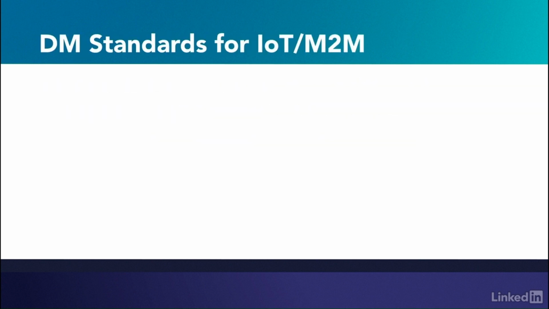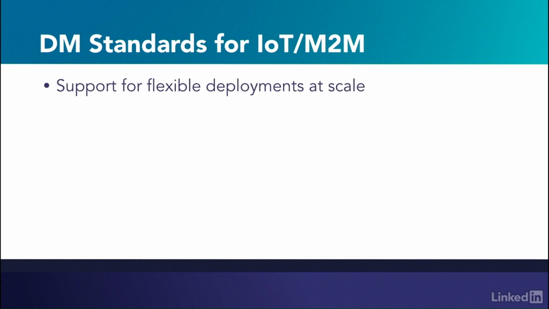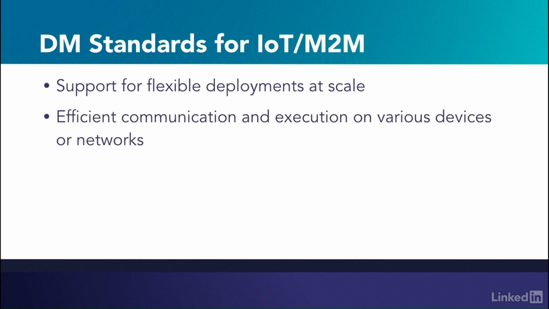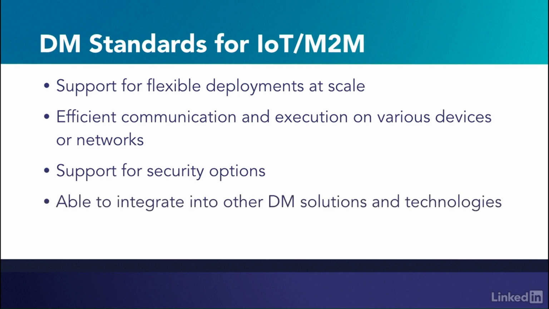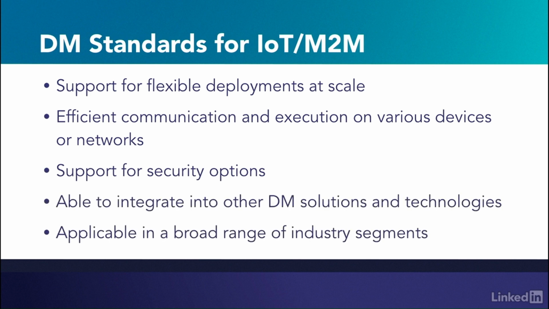A DM standard defines the standard ways and technologies for DM purposes. There are some existing DM standards for mobile devices, network devices, and IoT. However, when it comes to the IoT, we need to make sure the protocols can work in some conditions, such as support for flexible deployments and scale, efficient communications and execution on constrained devices and networks, support for various security options, ability to integrate into other DM solutions and technologies, as well as applicability in a broad range of industry segments. Here, I'll introduce some typical device management standards.